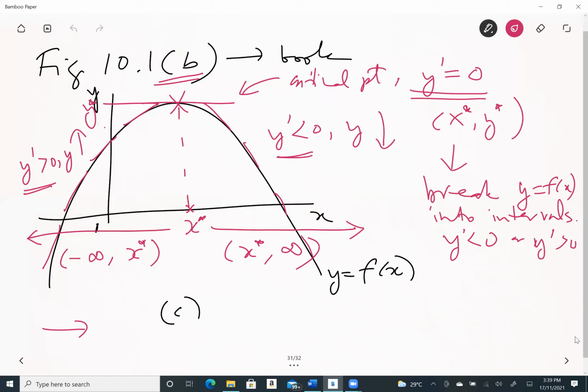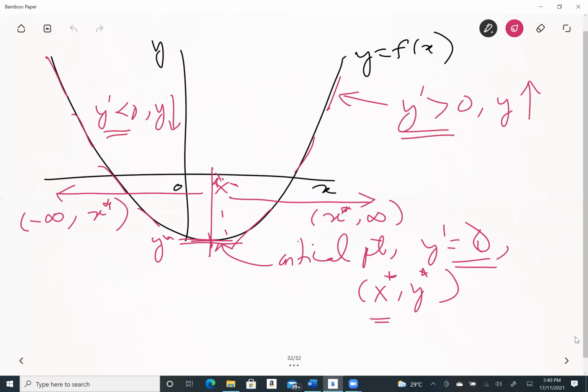Now, for this one, you have the function going up, y prime positive, and then the function going down, y prime negative. So at the turning point here, we have what? We have a maximum point. They call it a relative maximum. So you have a relative maximum at x star, y star. All right. Now, the other graph, which is based on the book. Here you have the function decreasing, y prime less than 0. Moving up to the right, the function is increasing, y prime bigger than 0. So at that critical point here, you have a relative minimum. Sometimes you don't have to say the word.